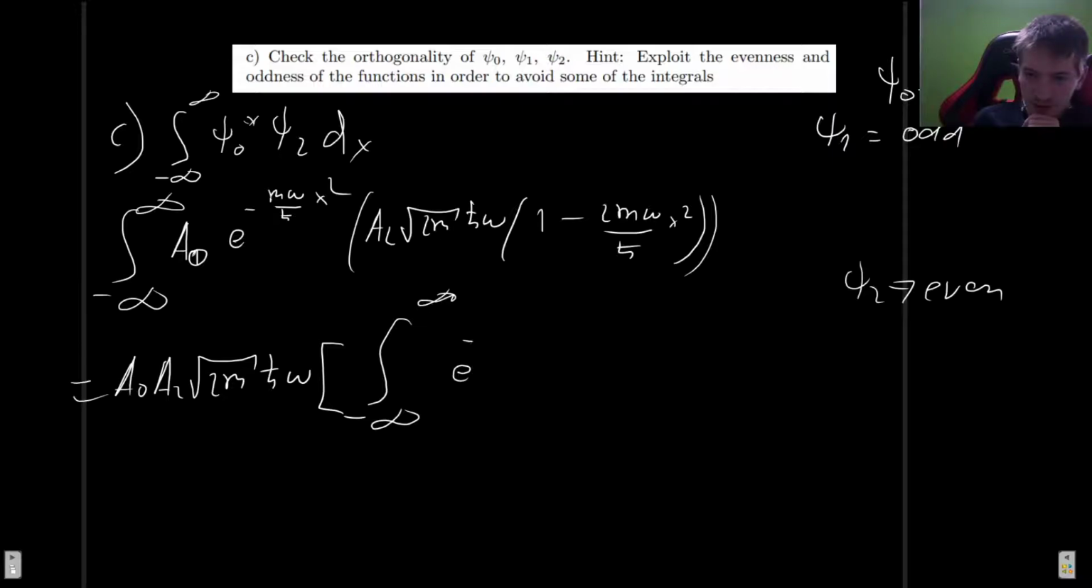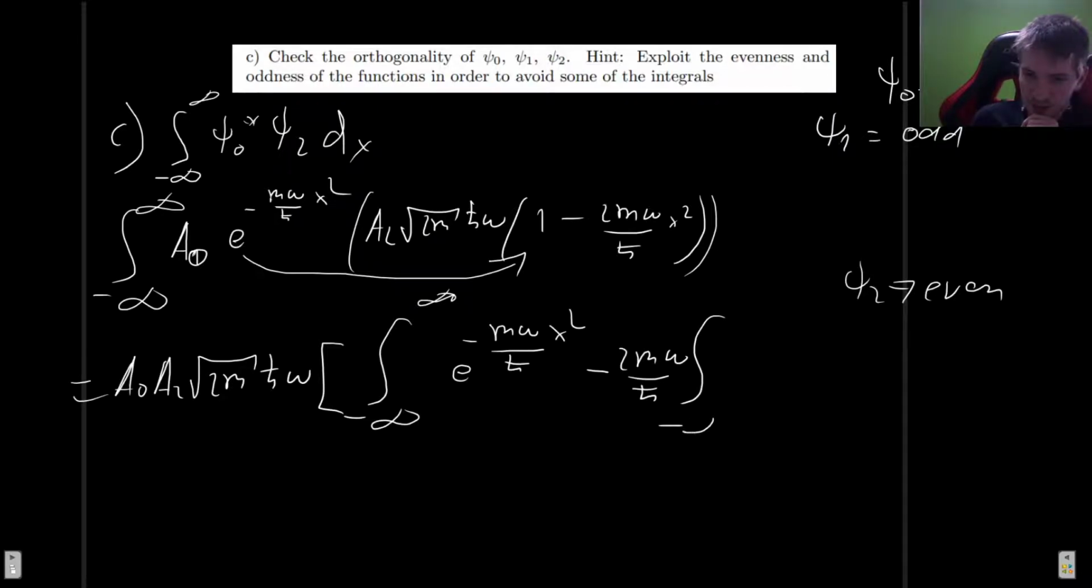just e to the minus m omega x squared divided by h bar, which is what we get when we do this first multiplication. And then we get the second integral, so we get minus 2m omega divided by h bar, integral from minus infinity to infinity of x squared e to the minus m omega divided by h bar x squared dx. Okay, so we have to solve these two integrals.